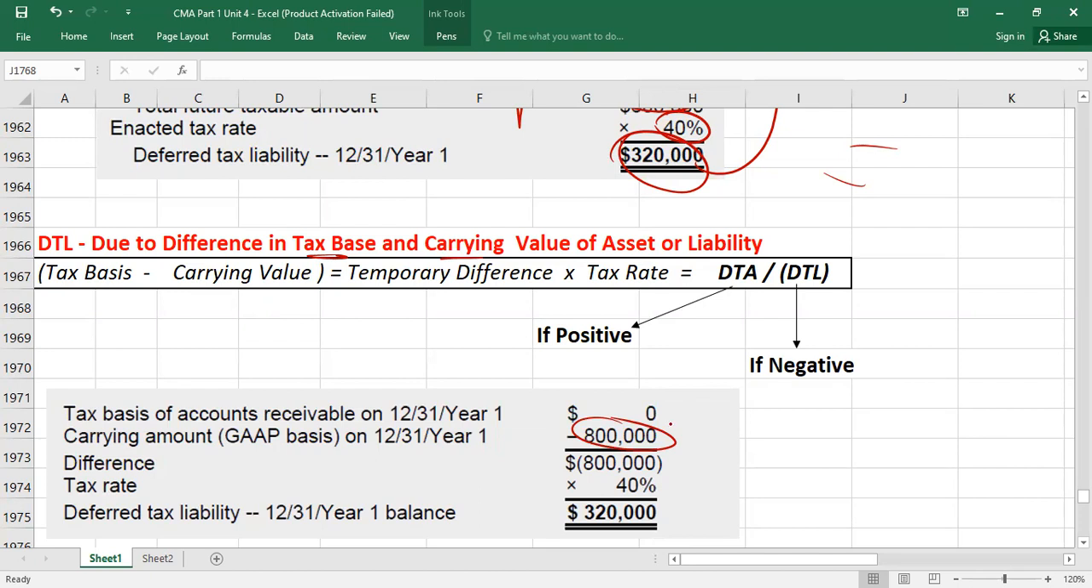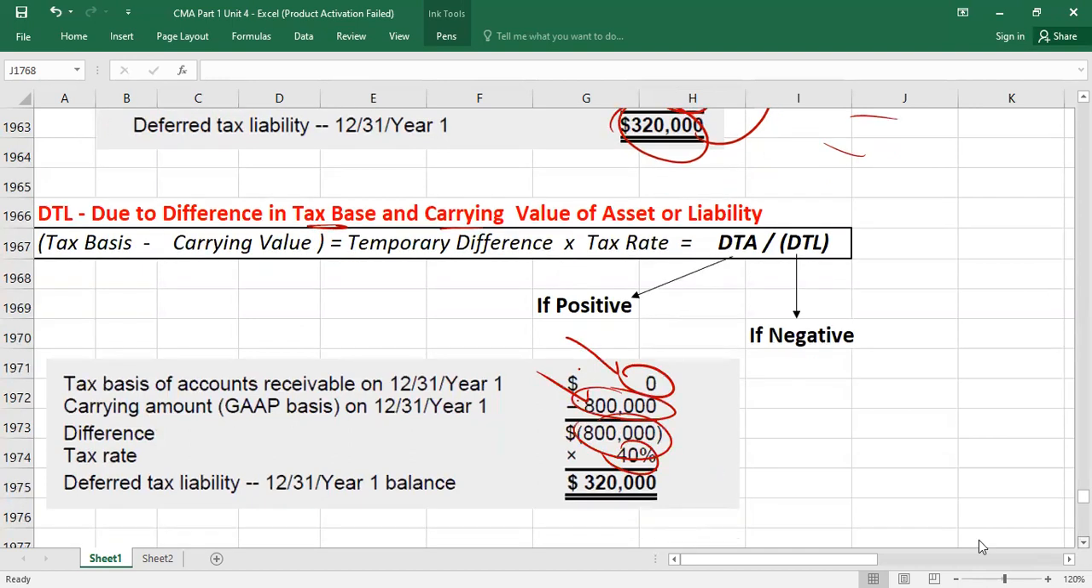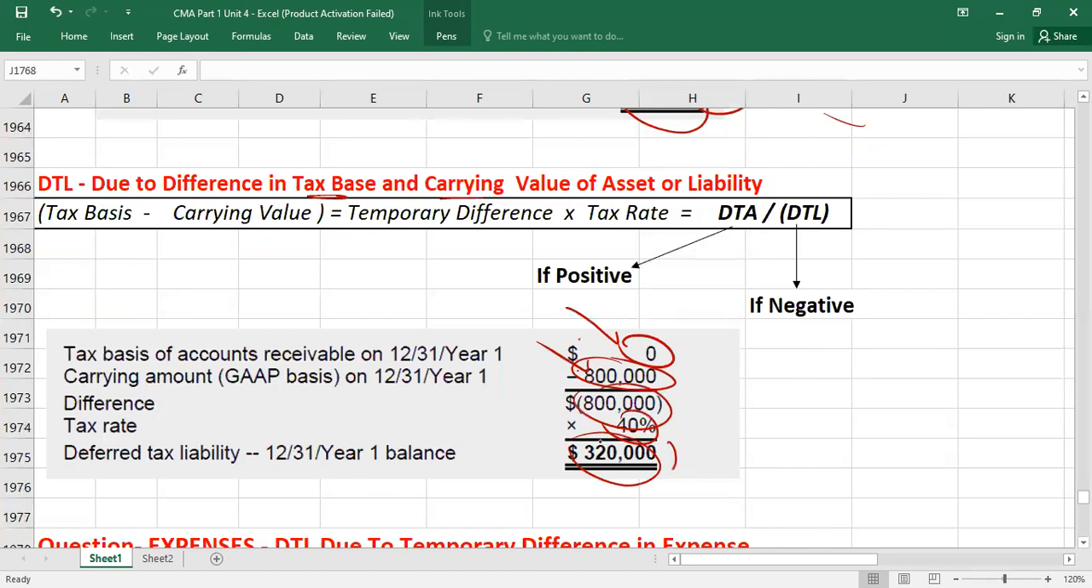In tax, we do not book any kind of receivable. That will be zero. It means this is your tax base, and this is your accounting base. So tax base minus accounting base, you got negative 800,000. Multiply by 40%, so you will get 320,000 negative value. If it is negative, it is always called deferred tax liability. But I won't recommend this. I told you just follow the first thing. Focus on expense item and income item.